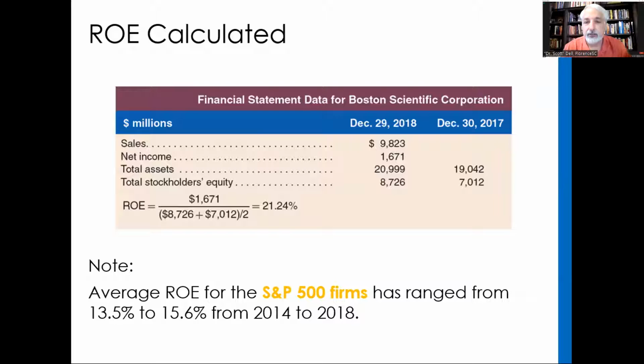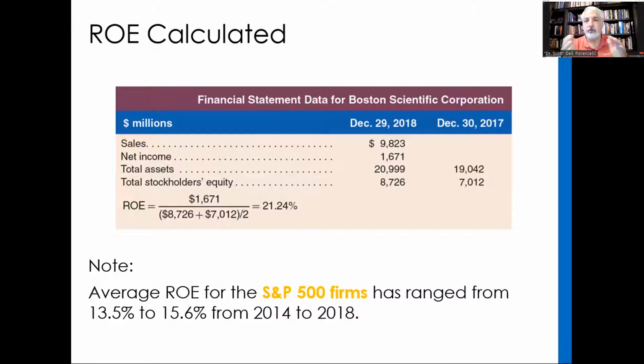So let's take a look at a financial statement of Boston Scientific. So we see sales, net income, we see total assets, total stockholders' equity. And we're seeing 2 years. As you recall from EDGAR, we get 2 years of balance sheet data and 3 years of income statement data.